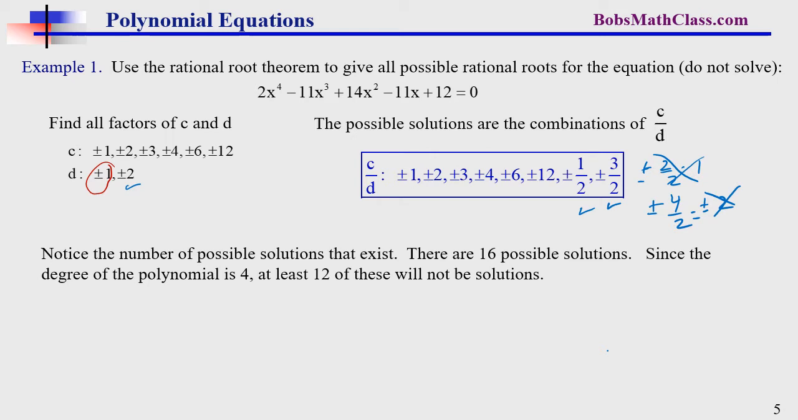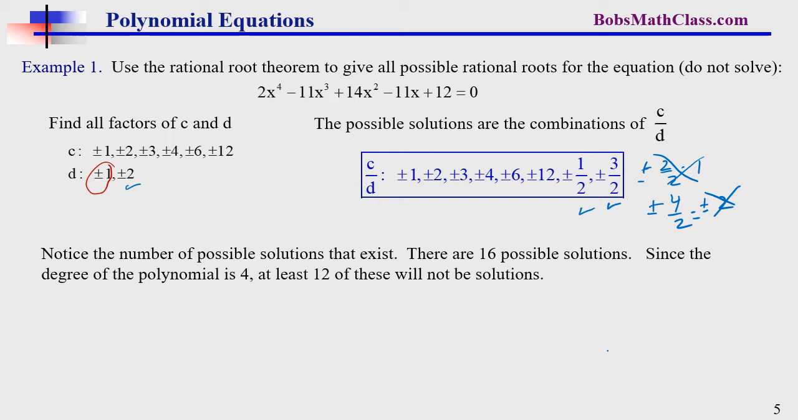How many numbers are on that list? Well, let's see. 1, 2, 3, 4, 5, 6, 7, 8. But there's a plus and a minus. That means there's 16 possible solutions. There are 16 numbers there. How many solutions could we have to this equation?